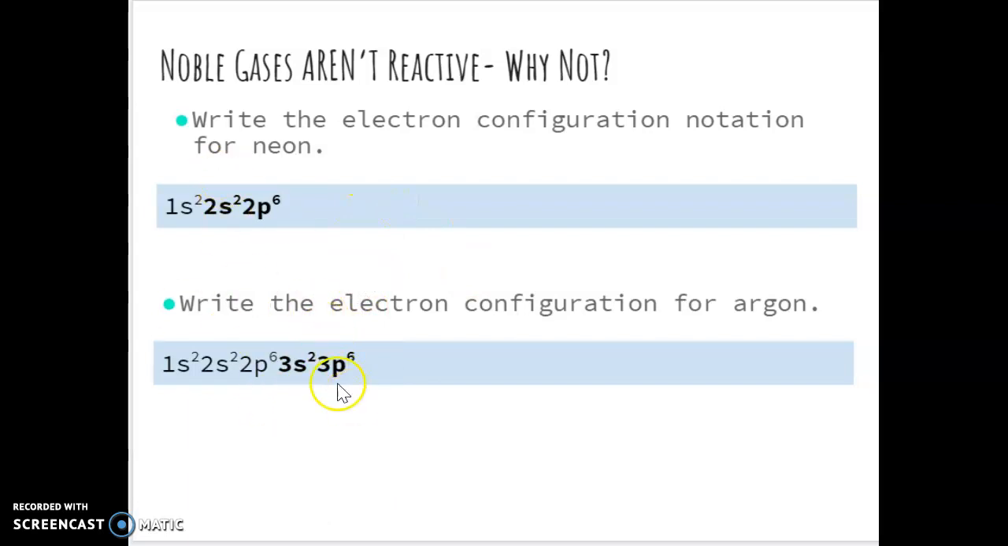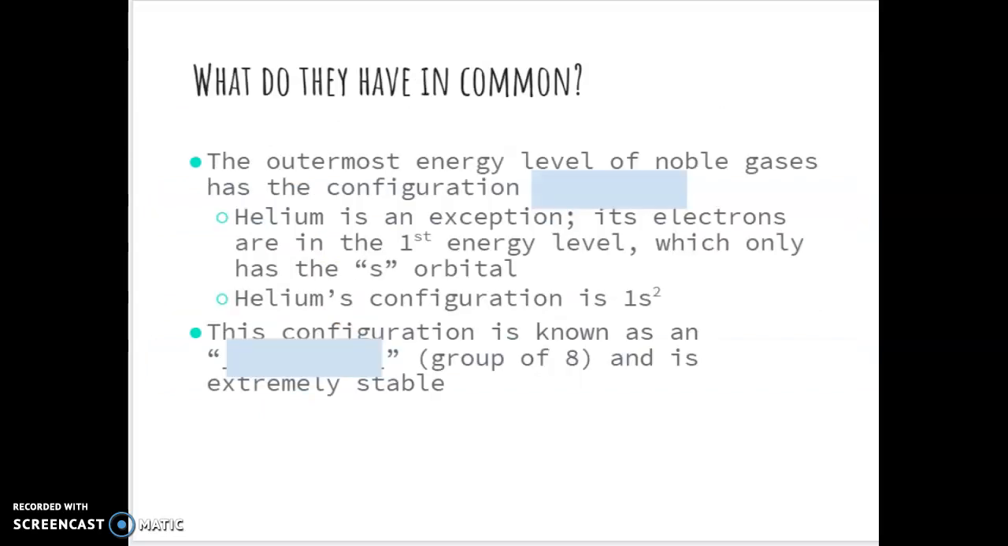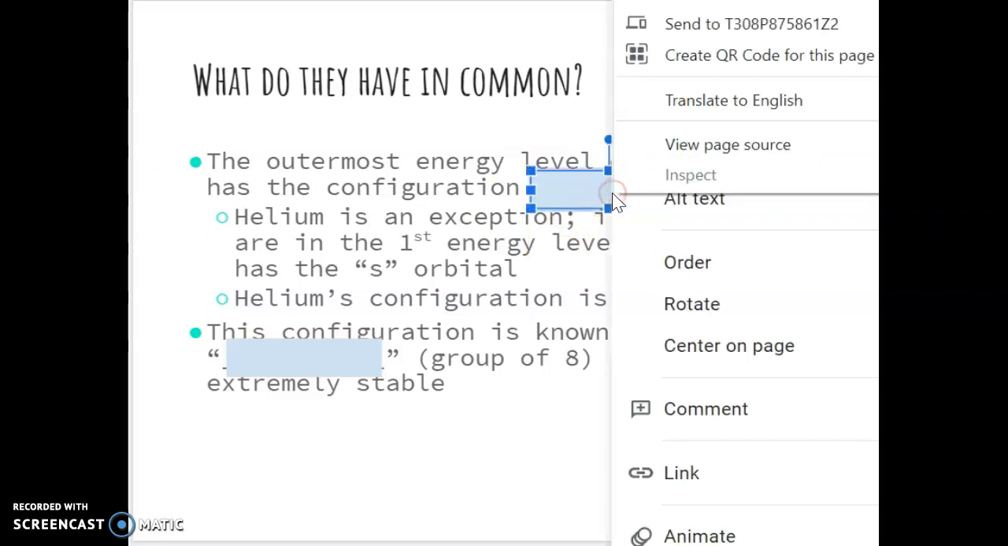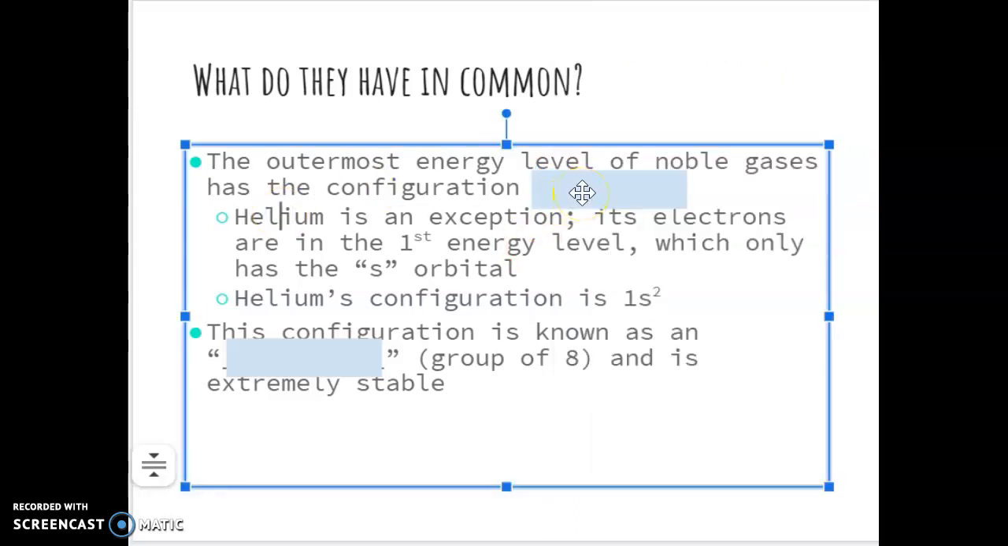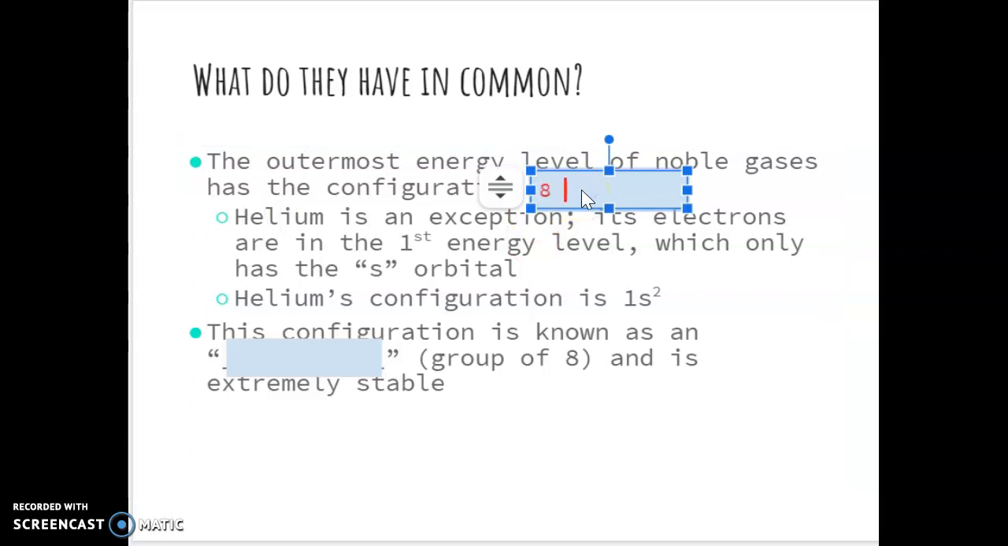What is in common with the number of electrons? Electrons are going to be the exponents on top. So what do they have in common? The outermost energy level in a noble gas has the configuration of 8 electrons. And most of them are going to end with P6. So they're going to have something S2 and then P6 until you get to krypton.